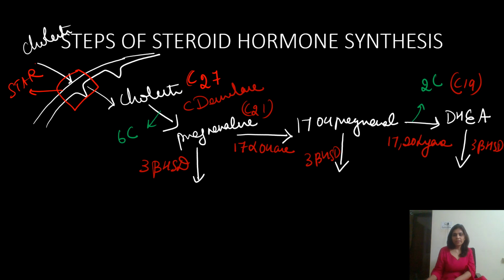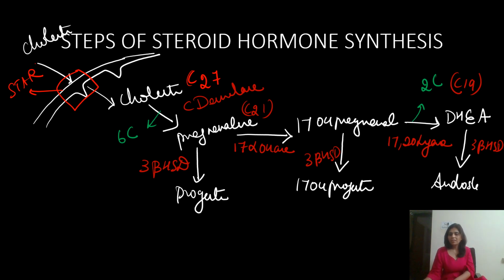And the products which you get from these substrates are: pregnenolone becomes progesterone, 17-hydroxypregnenolone becomes 17-hydroxyprogesterone, and DHEA becomes androstenedione. So please remember, androstenedione need not be formed only from DHEA by the action of 3-beta hydroxysteroid dehydrogenase. Androstenedione can also be formed from progesterone. Which enzyme acts on it? The same 17-alpha hydroxylase acts on it, and can convert progesterone to 17-hydroxyprogesterone.